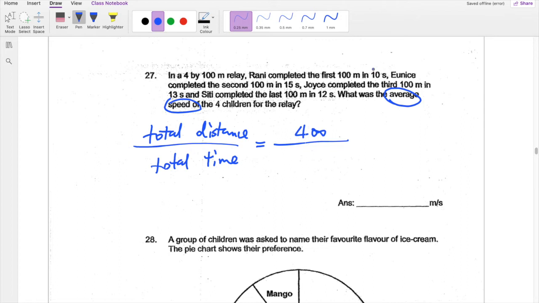Then what is the total time? We see the first 100 is 10 seconds, 15 seconds, then 13 seconds plus 12 seconds. So it gives 50 seconds in total. So it gives the speed 8.